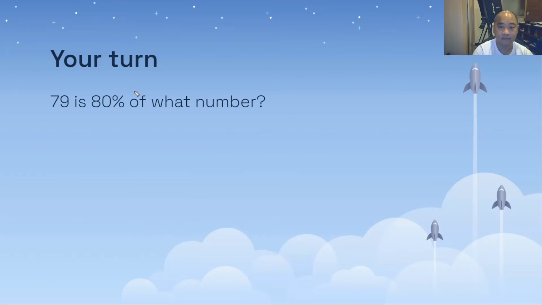Okay. Lastly, 79 is 80% of what number? Divide both sides by 0.8, and x equals 98.75. That's the total. Okay.